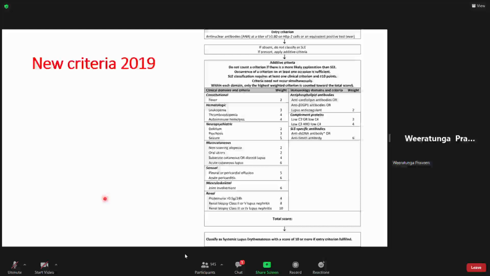This is not so important. There is a new criteria for SLE. This is not really a diagnostic criteria. Actually, it is more of a criteria for selecting patients for research, clinical trials.